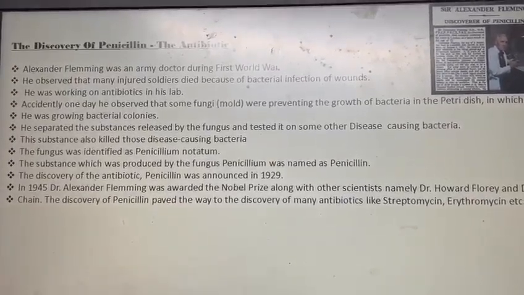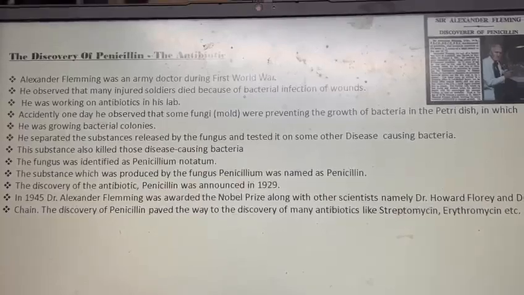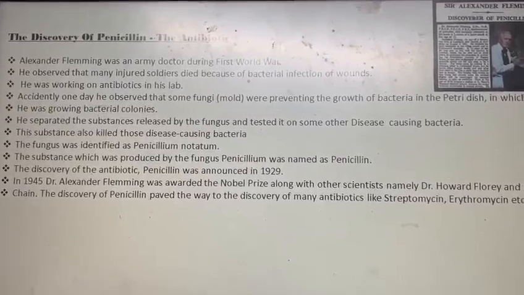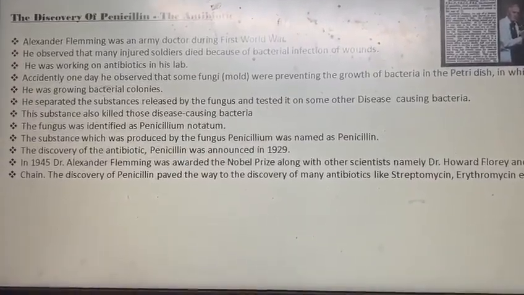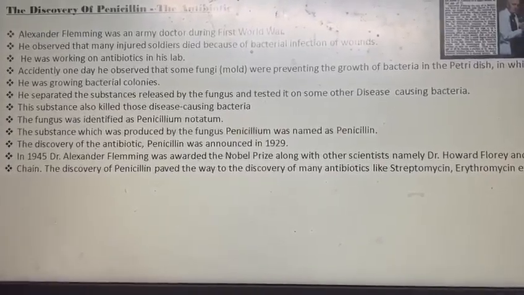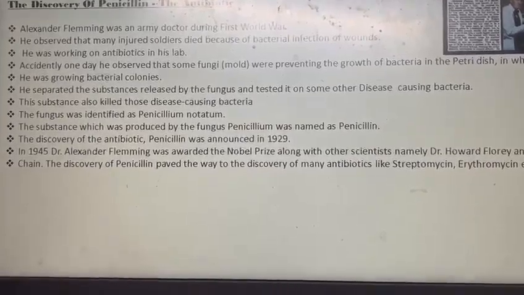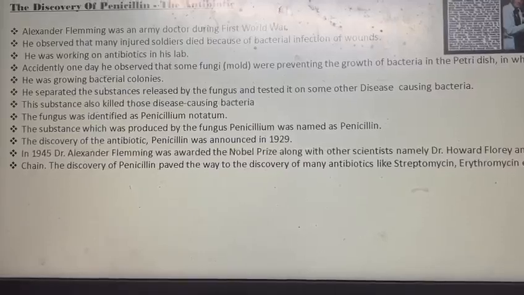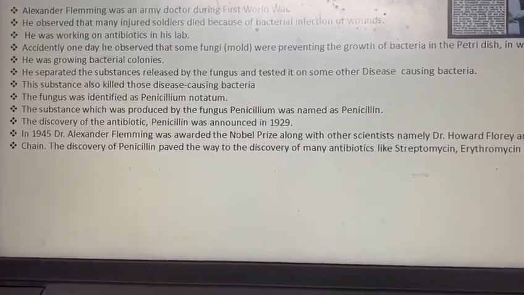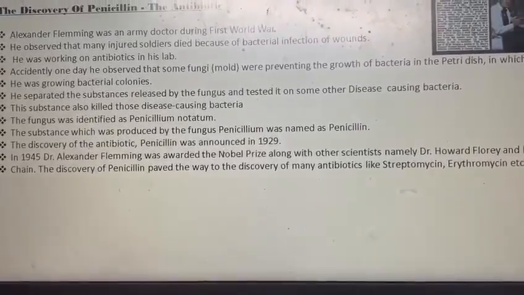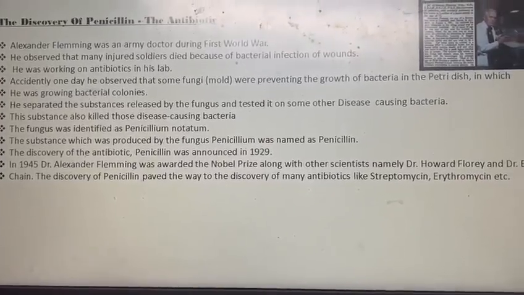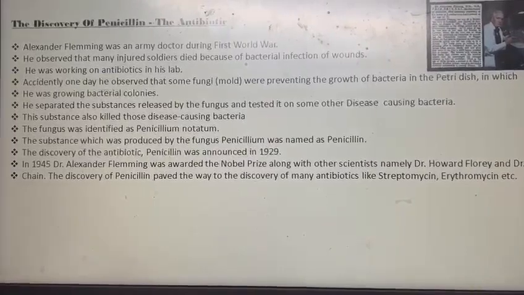Later he tested it on disease-causing bacteria, and this substance killed those bacteria too. This fungus was identified as Penicillium notatum. The substance produced by the fungus was named penicillin. The discovery of the antibiotic penicillin was announced in the year 1929. In 1945, Alexander Fleming was awarded the Nobel Prize along with the other scientists, Dr. Edward Florey and Dr. Chain.